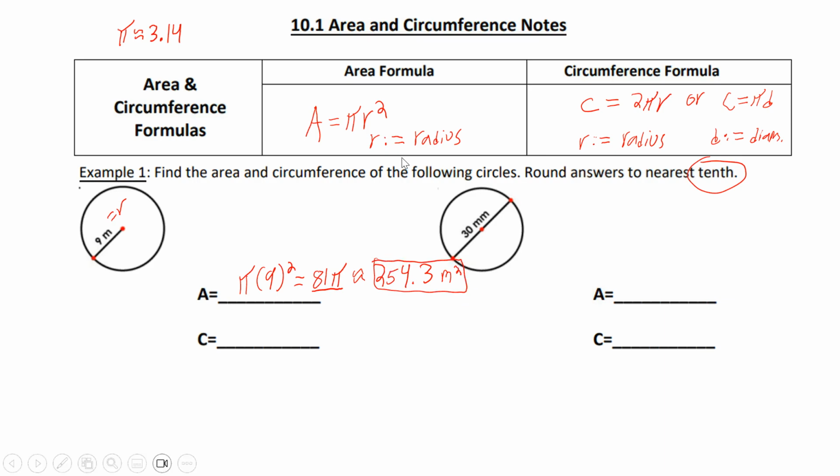Always when you do area, your units are squared because area is a two-dimensional thing. When we go over volume, your units will be cubed because volume is a three-dimensional thing.